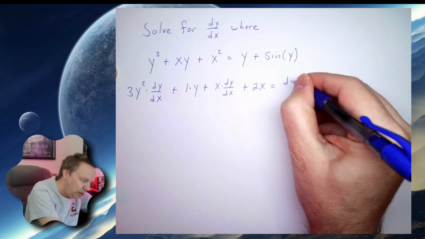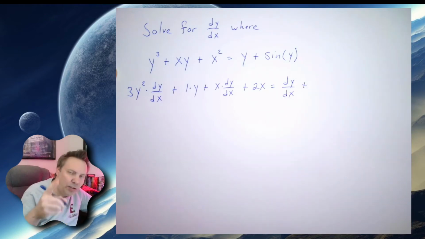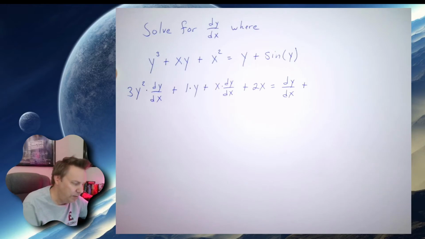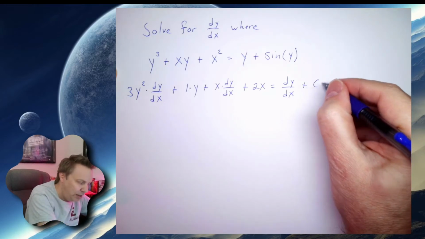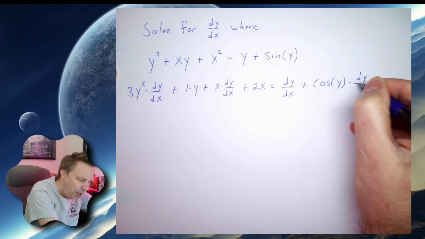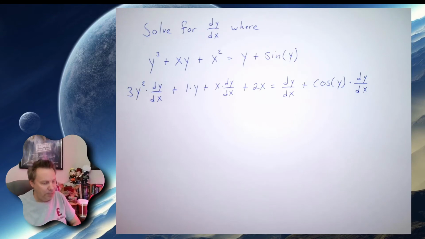Equals dy/dx plus, now don't get scared with sine of x, sine of y here. The derivative of sine is cosine. I'm going to leave the inside alone and then multiply this by the derivative of the inside, which is dy/dx.